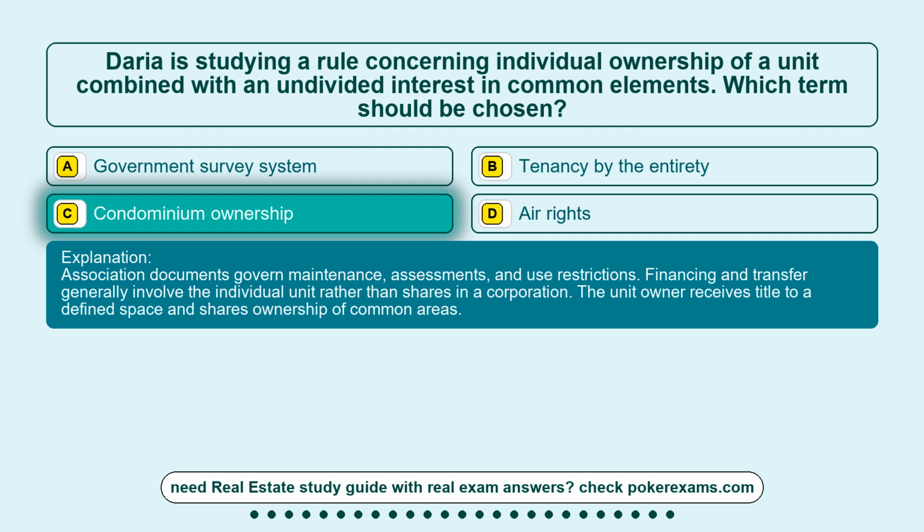Association documents govern maintenance, assessments, and use restrictions. Financing and transfer generally involve the individual unit rather than shares in a corporation. The unit owner receives title to a defined space and shares ownership of common areas.